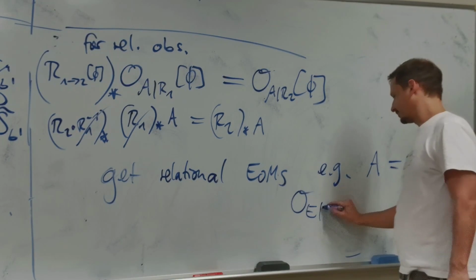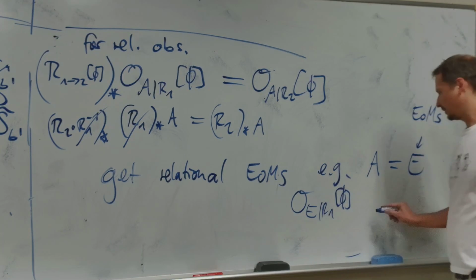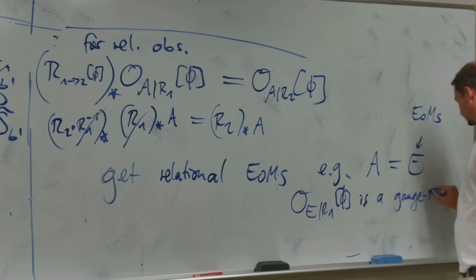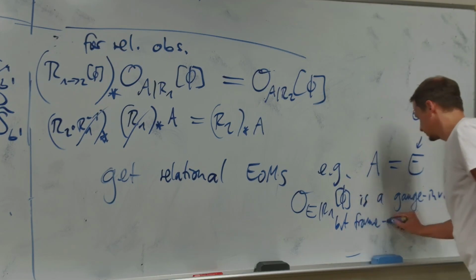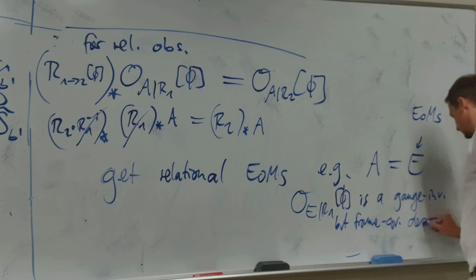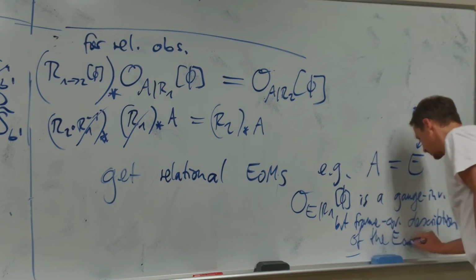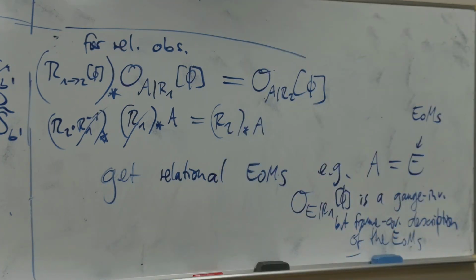Then O of E of R1 is a gauge invariant, frame covariance description of the equation of motion. So it's a dressed equation of motion. And then we just do the change of the covariance under these kinds of gauge transformations.